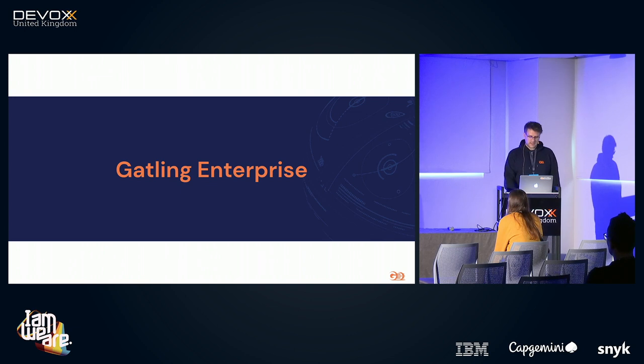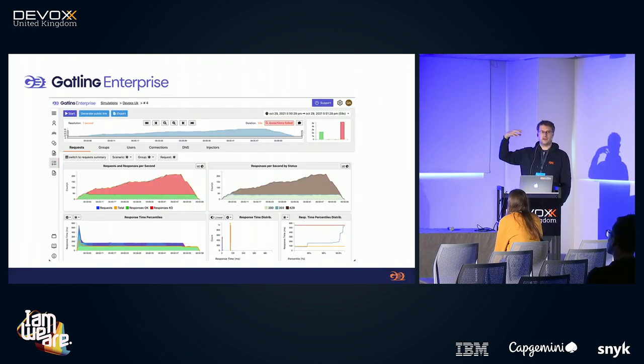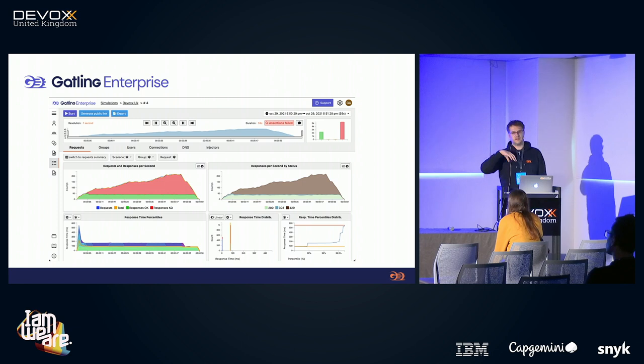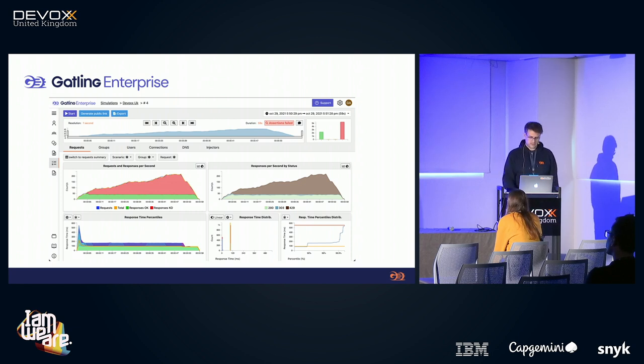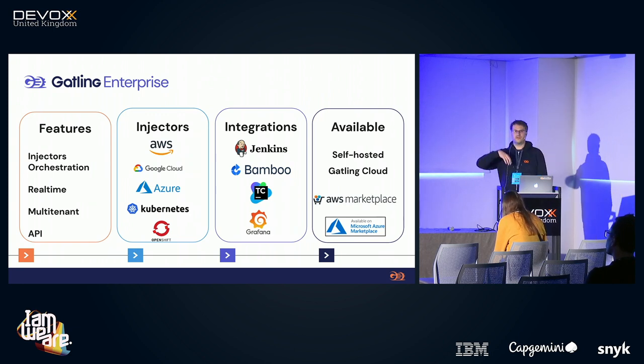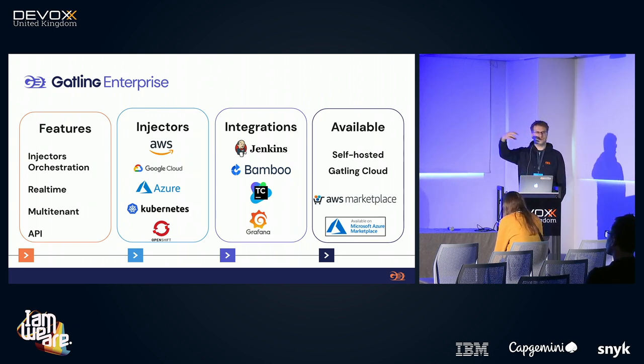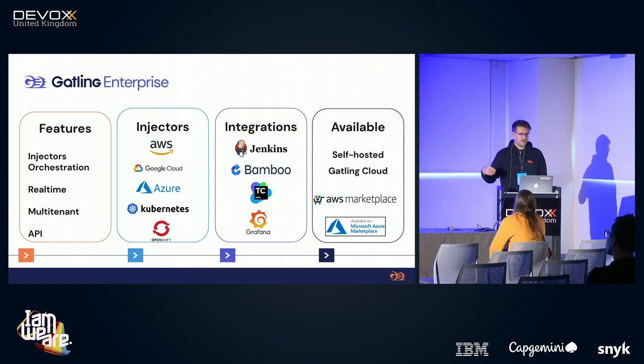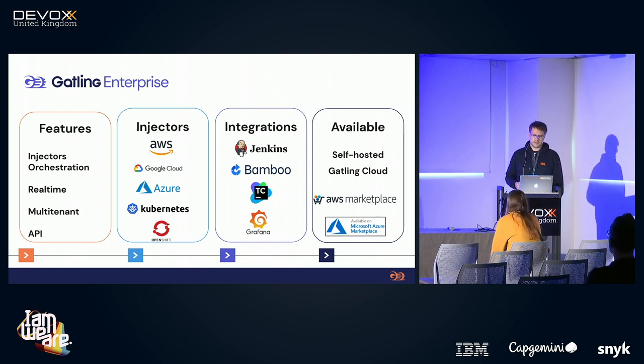A few words also about Gatling Enterprise. Gatling Enterprise is a server, an app server that lets you control and administrate all your Gatling tests in your organization. It provides you with way more metrics than what's implemented in your personal version. It takes care of deploying your injectors, meaning the machines that will actually generate the load. It can deploy them on most major cloud providers and also Kubernetes. It can integrate with lots of CI solutions. It also integrates with Grafana. It's available self-hosted.